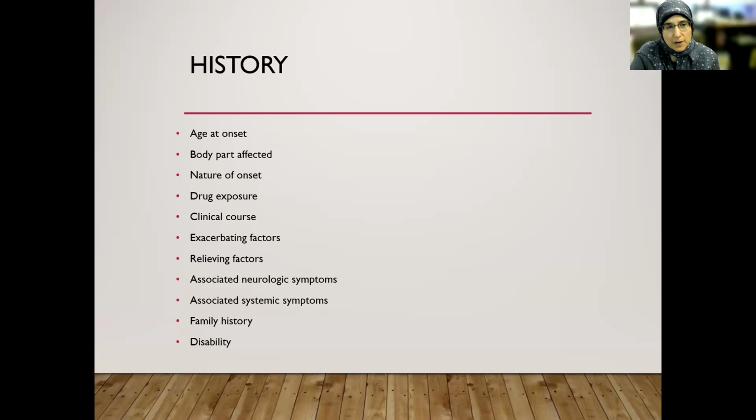Similarly, we want to know if there are any other associated neurological symptoms. By that, I mean if there is any associated speech problem, or any associated vision changes or any weakness, because there could be certain conditions going on structurally within the brain that can cause tremor as well. So we really want to know if there's something else that can be attributed to the brain that is related to the tremor. And we want to know if there's something else going on in the body outside the brain.